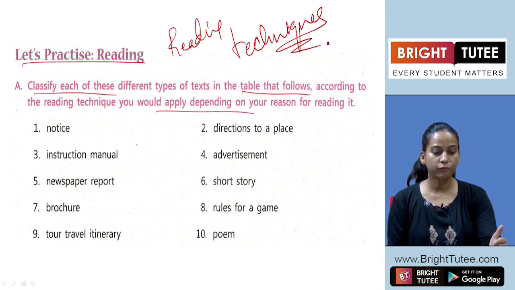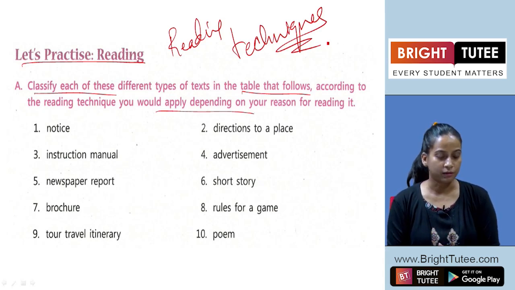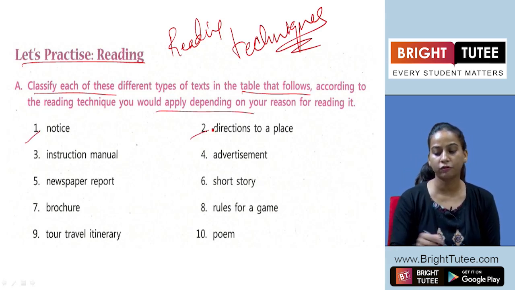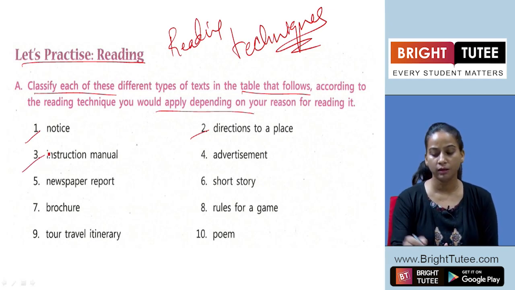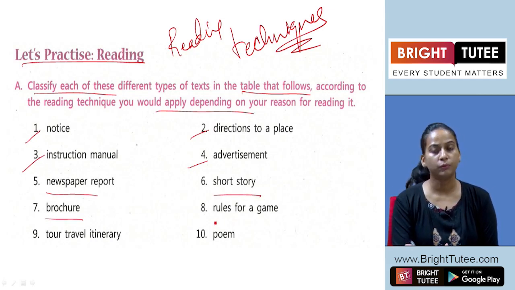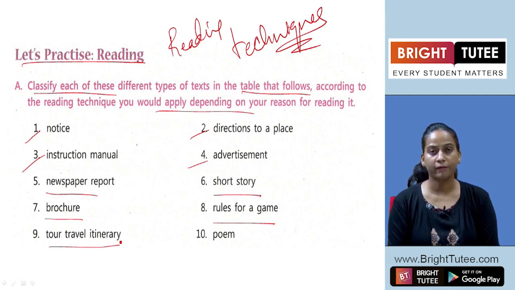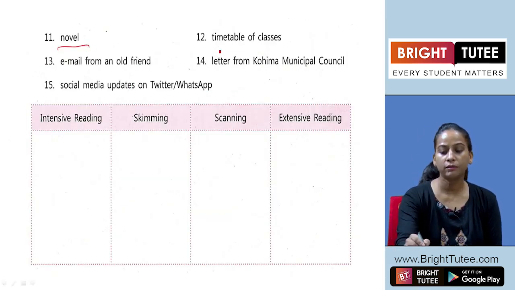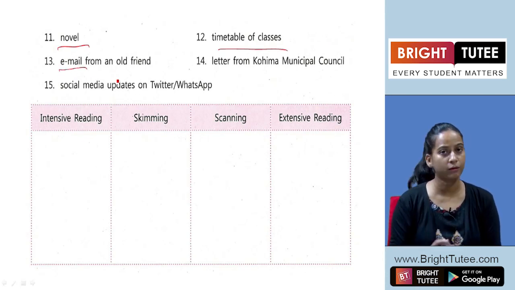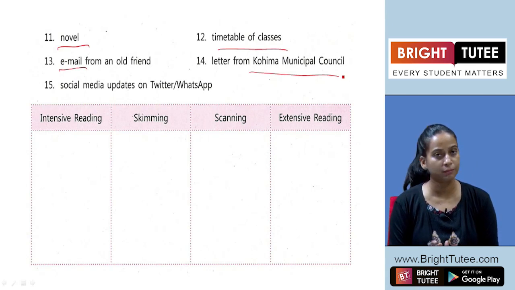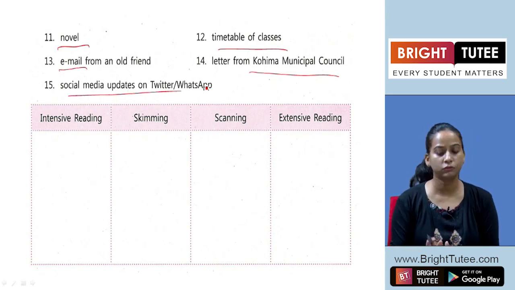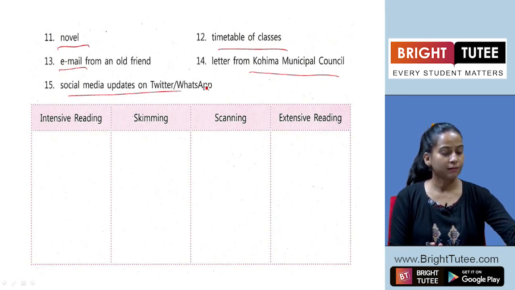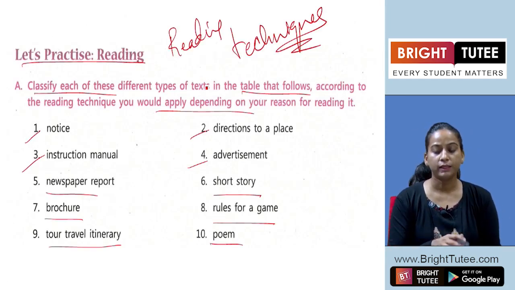Clear? Now, a few different types of text are given here. Like the first one, we can say, notice is there, directions to a place, instruction manual, advertisement, newspaper report, short story, brochure, rules for a game, tour travel itinerary and poem. So these are given here, and beside that, novel, timetable of classes, email from an old friend, letter from Kohima Municipal Council and social media updates on Twitter or WhatsApp. So we can see that these different sorts of texts are given here.